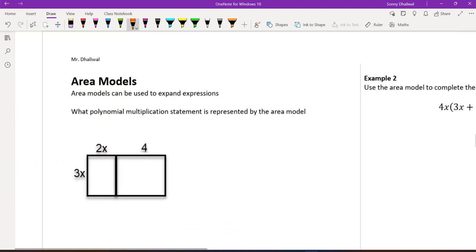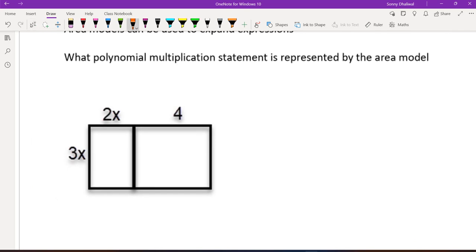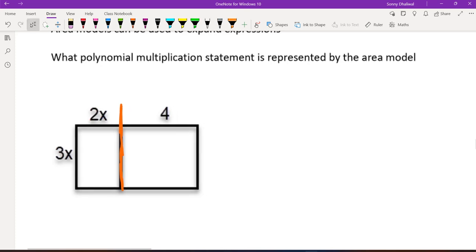Now, suppose I gave you this area model, and I asked you what was the original multiplication it came from. What would that be? So it's something times something. What goes in the first blank? What goes in the second blank? If this is your multiplication, this is your area model, what would go here? What would go here in the original question? So you're working backwards from what we did on the first side of the page.